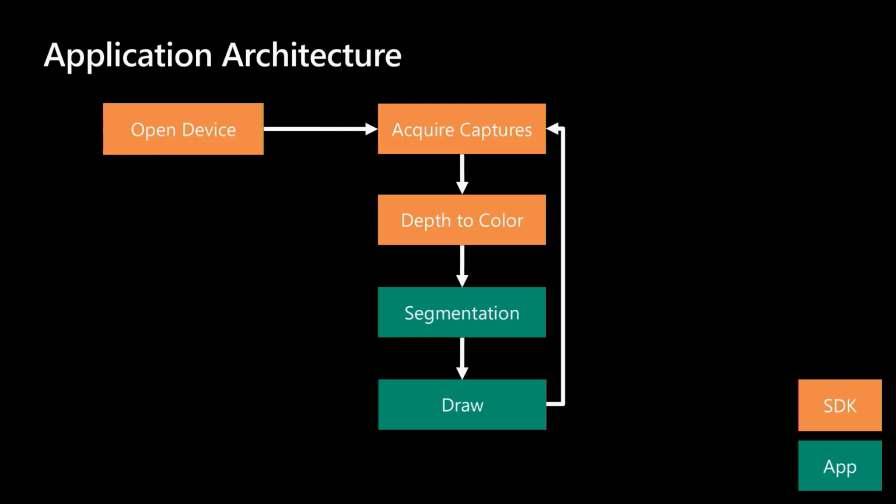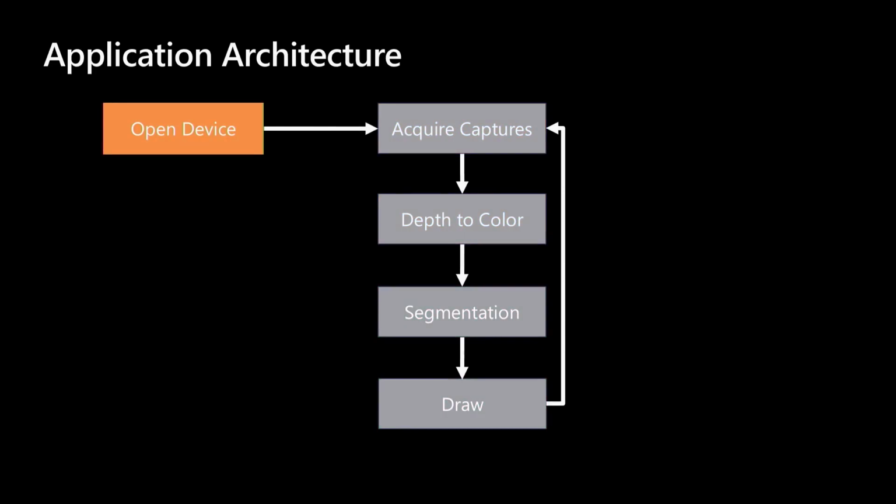We then, in order to perform the segmentation step, need to take our depth imagery and convert it into the perspective of our color camera so that we can segment out the color image. That segmentation step is part of our app-specific logic, along with drawing those pixels out to the screen. And then we just loop that over and over again for every image that we receive. So the orange boxes here represent the things that the SDK helps you out with, and the green boxes are our application-specific logic in this case.